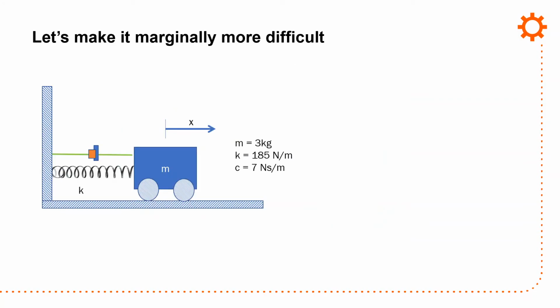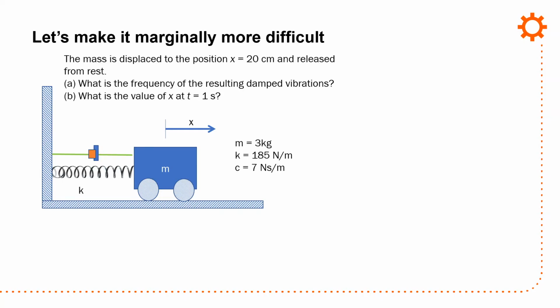The last thing we'll do in this video is look at a damper. So same mass, same spring constant. Now I'm just going to add something, C, which is 7 newton seconds per meter. The mass is displaced from rest, x equals 20 centimeters, and released. What is the frequency of the resulting damped vibration? What is the value of x at t equals 1 second?